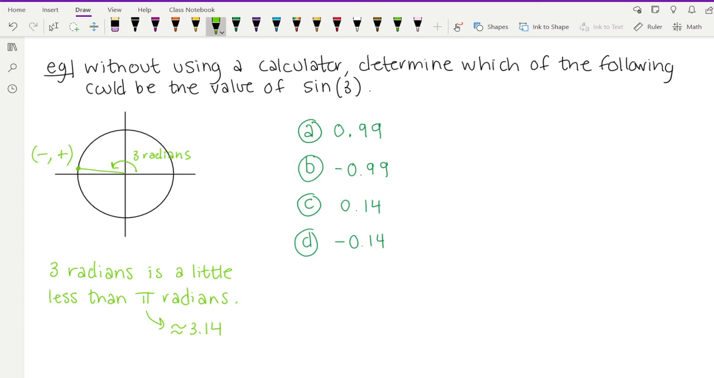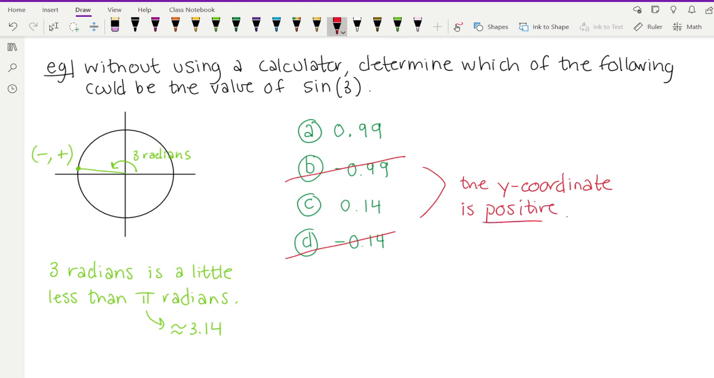And so that can immediately get rid of, remember sine is the y coordinate, so that immediately eliminates anything that has a negative sine value, because if sine is the y coordinate and the y coordinate is positive, then we can't have these two. So we're crossing these two out because we know the y coordinate is actually positive, not negative.